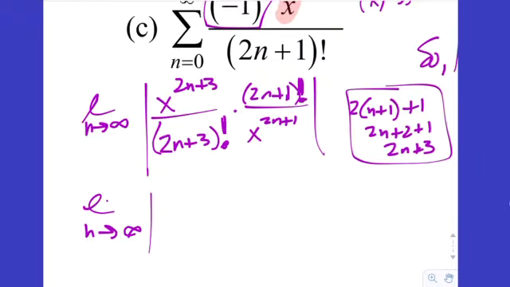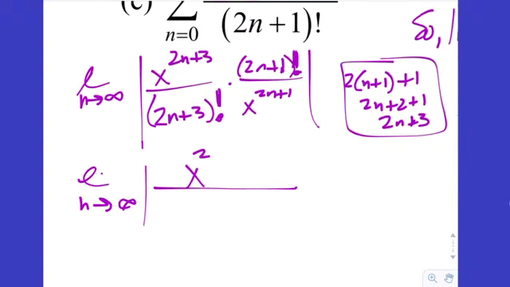Let's look at the powers of x first. You have how many more in the numerator now than the denominator? 2 more, right? So it's x squared. And then the 2n plus 3 factorial, when you write it down recursively, is 2n plus 3 times 2n plus 2 times 2n plus 1 factorial. So you actually have two factors here that you have to write out.